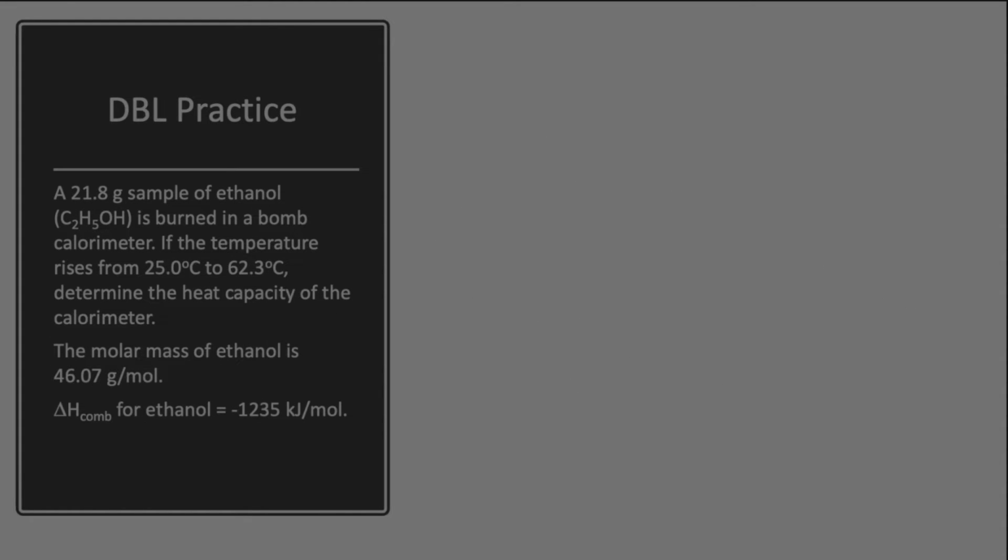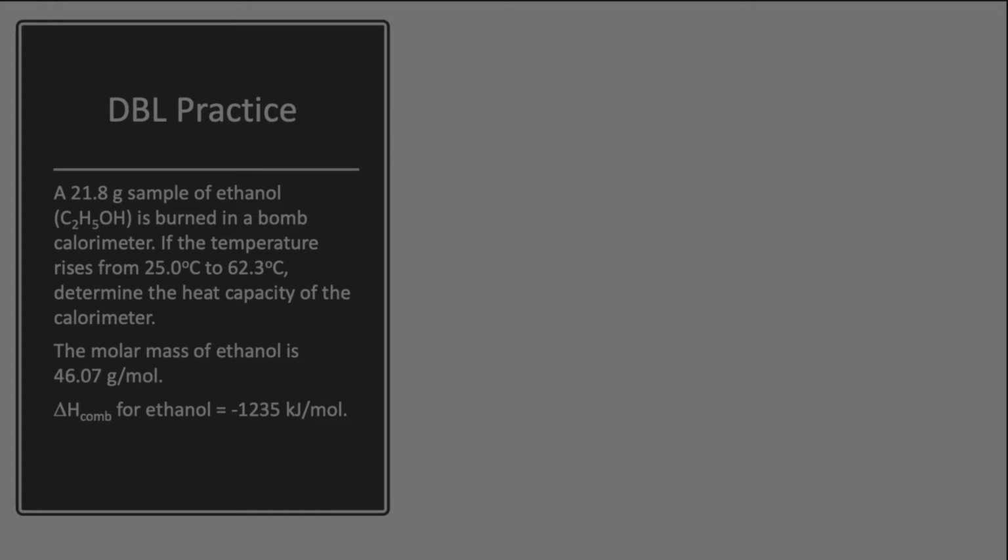So the next one says we have a 21.8 gram sample of ethanol that is burned in a bomb calorimeter. If the temperature rises from 25 to 62.3, determine the heat capacity of the calorimeter. The molar mass of ethanol is 46.07 grams per mole, and the delta H of combustion for ethanol is negative 1235 kilojoules per mole. Okay, so I've got a sample of ethanol and it's being burned. That's going to be one thing, a chemical reaction. And then I've got a bomb calorimeter and that's going to be heating up.